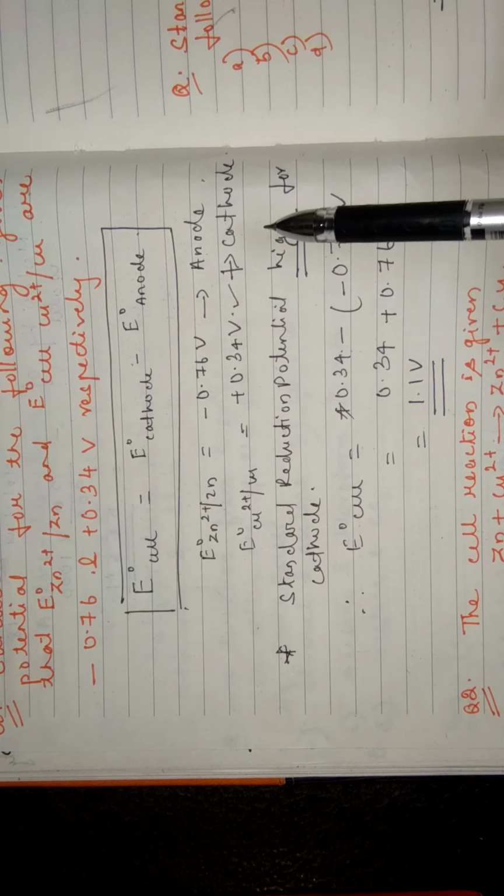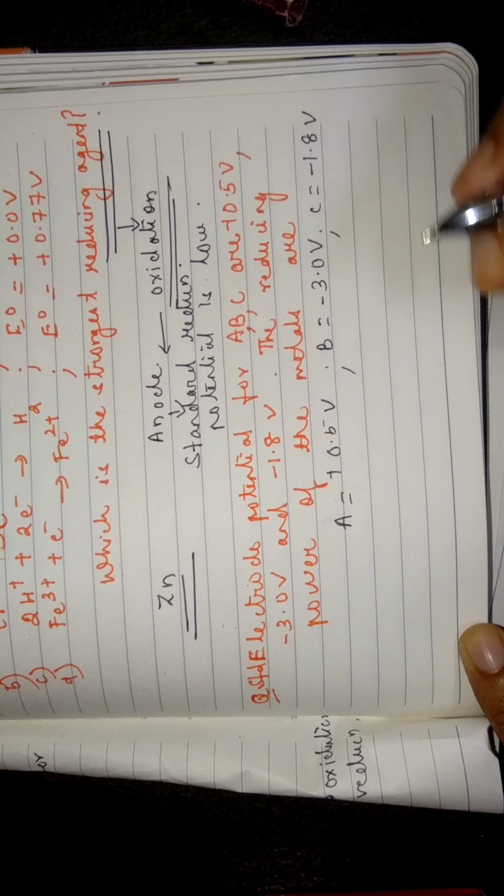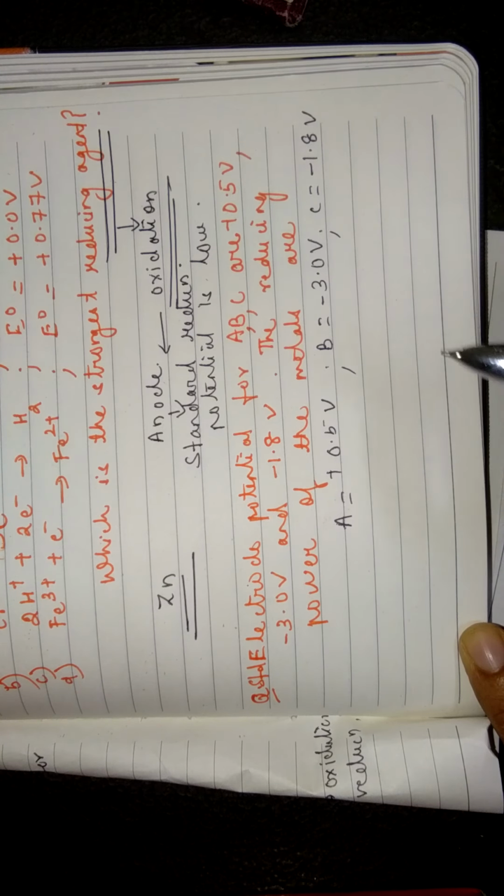Let us consider the next question. The standard electrode potentials for A, B and C are given. You can see the standard reduction potential for A is given as plus 0.5 volt. For B it is given as minus 3.0 volt, and for C it is given as minus 1.8 volt. Now our question is the reducing power of the metals. What do you mean by reducing power? That means they are reducing the other, that is they are themselves undergoing oxidation.